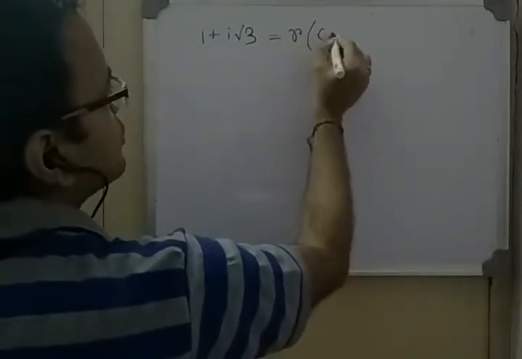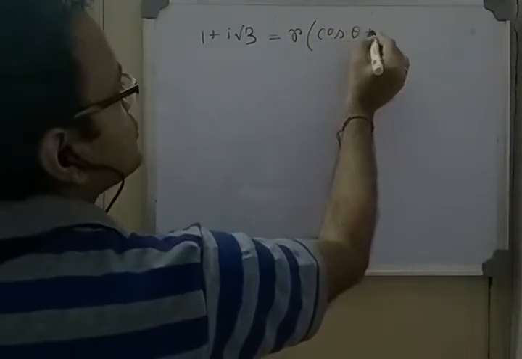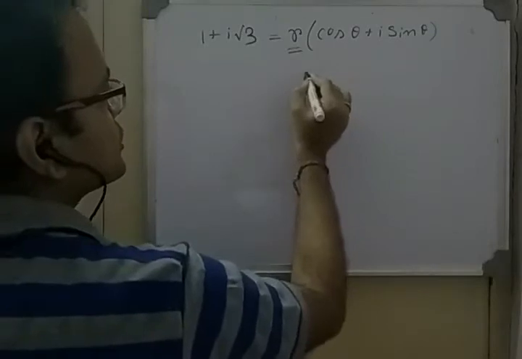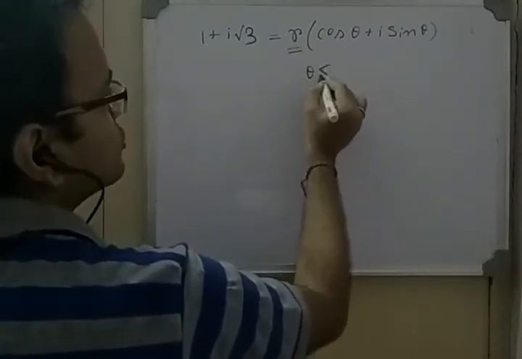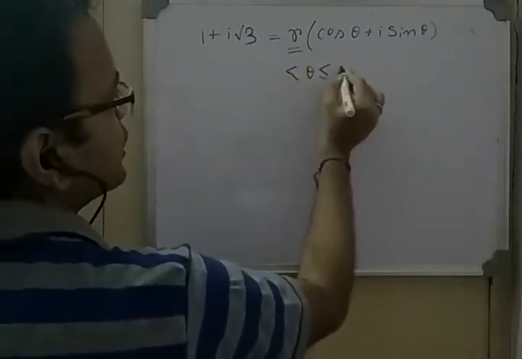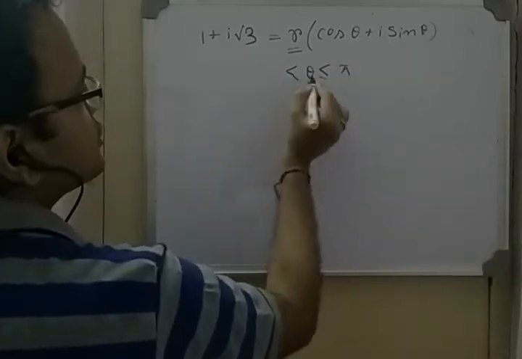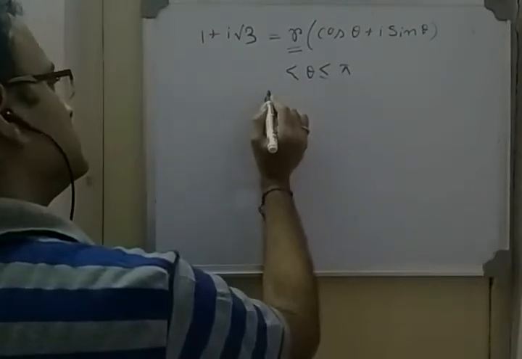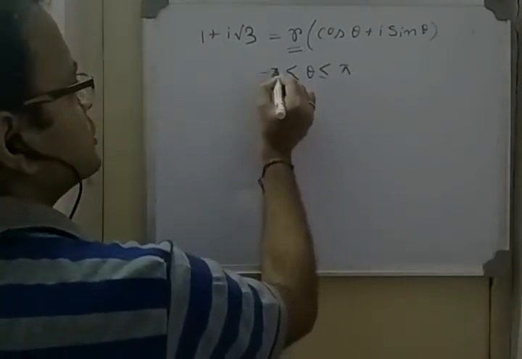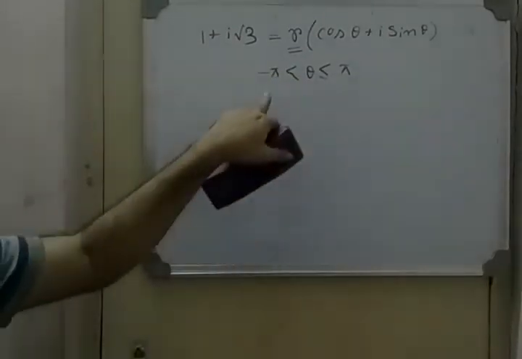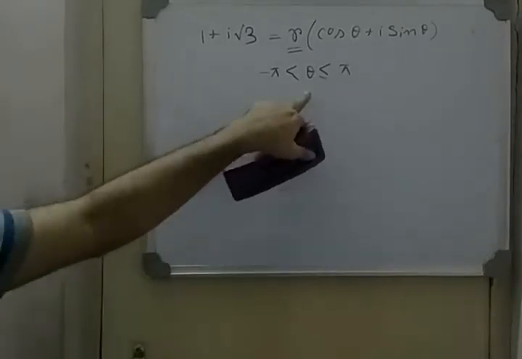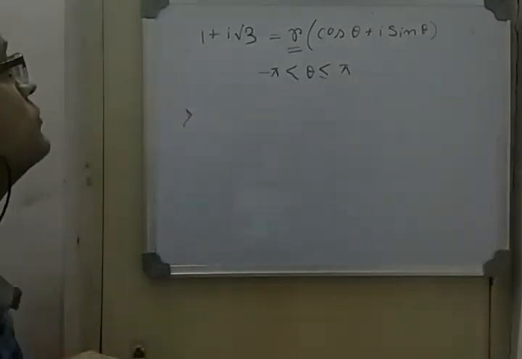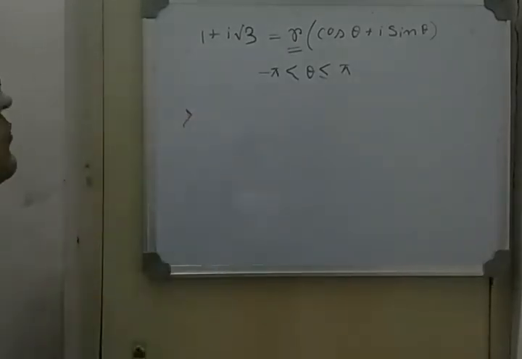That means r into cos theta plus i sin theta, where r is called the modulus and theta is called the amplitude, and theta, when nothing is said, is the principal value of argument or principal amplitude. Its range should be followed like this. Principal value follows this range. So first we will find the modulus.